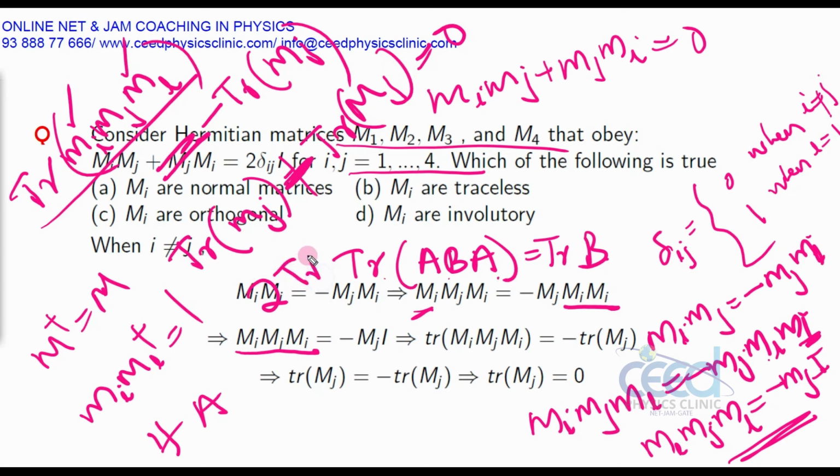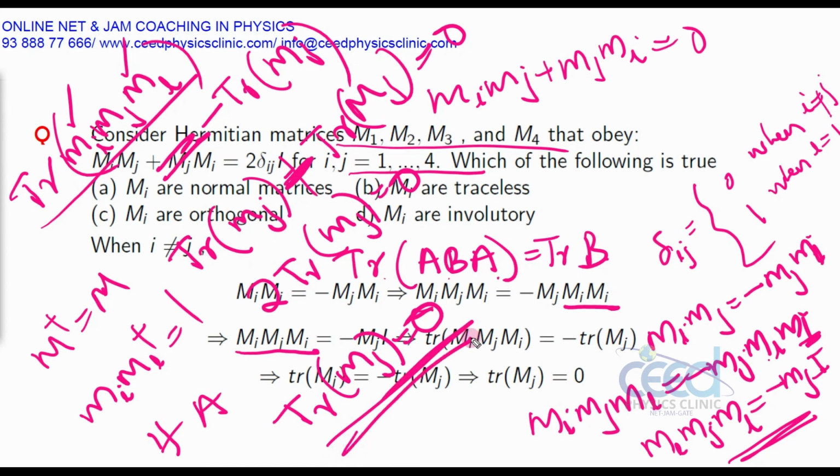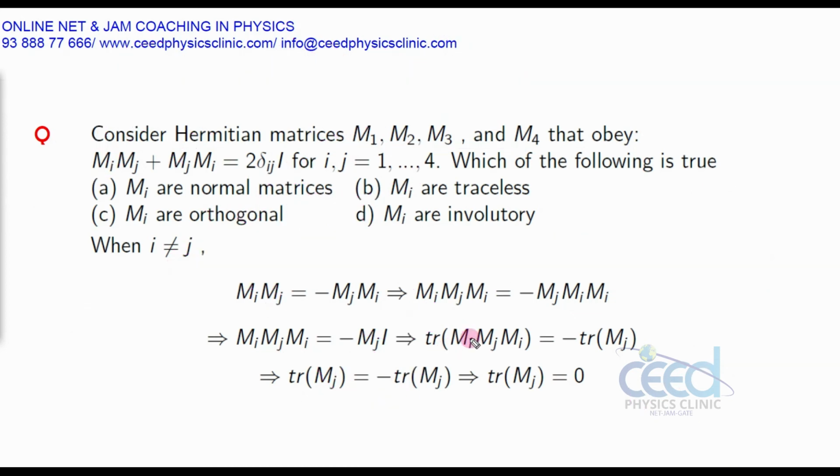Trace of Mj equal to 0, that means the matrix Mj, or Mi, is traceless. Okay, traceless, that is the final result that we have got. So the answer is the Mi is traceless.